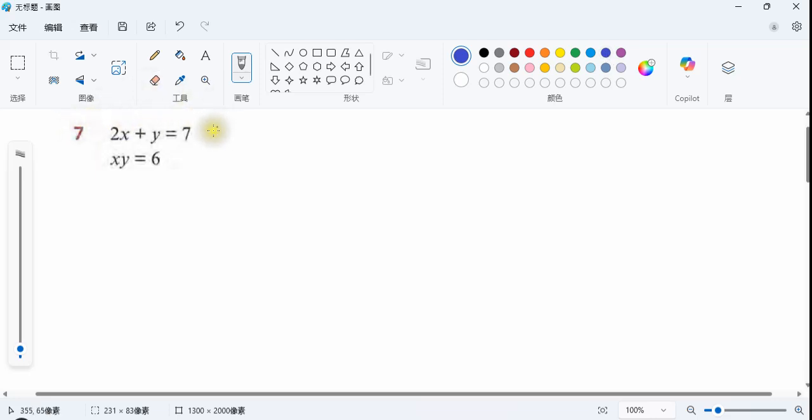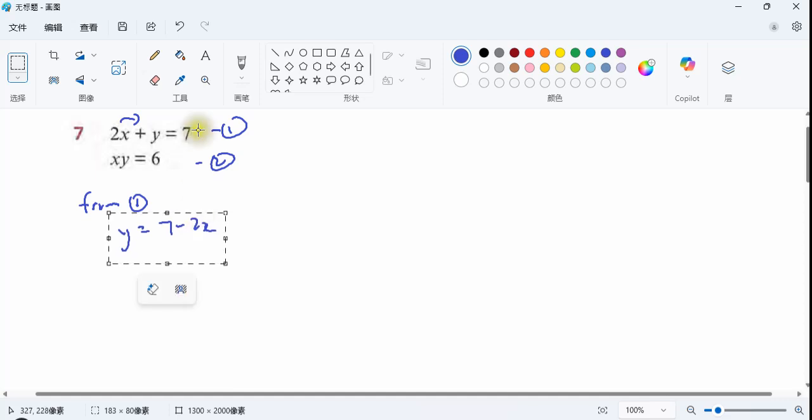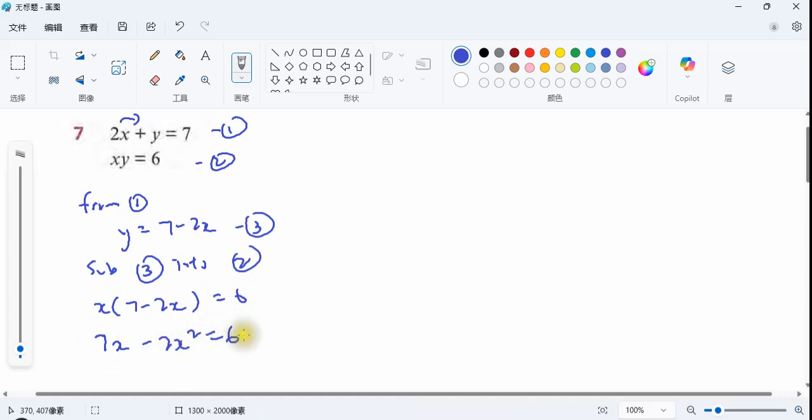So question number 7, equation 1, equation 2, and then equation 1 is linear. So from the linear one, y equal to 7 minus 2x. This should become the equation number 3. So we sub the equation number 3 into equation number 2. So x times 7 minus 2x equal to 6. So 7x minus 2x squared equal to 6. So we have the 2x squared minus 7x plus 6 equal to 0.